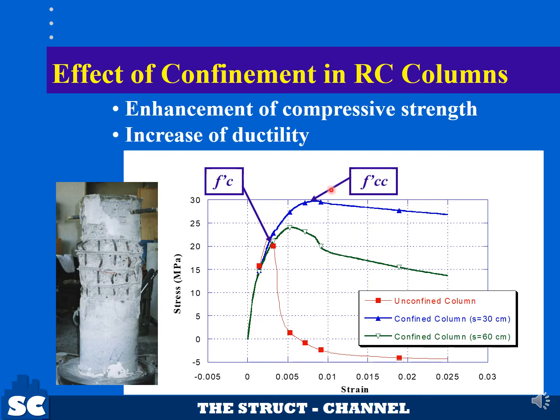In this figure, you can see the unconfined column with the corresponding strength, and two columns, one with a spacing of 30 centimeters and another with a spacing of 60 centimeters, and you can observe the increase from unconfined strength to confined strength.